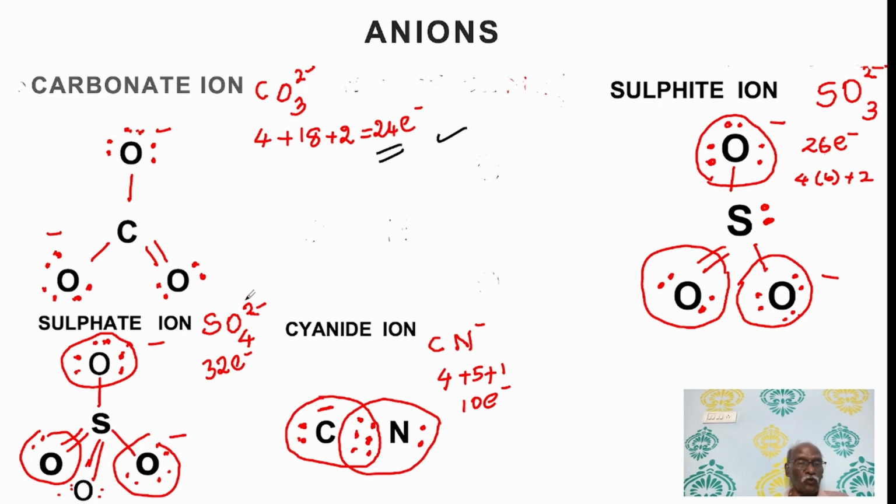Sulfate, SO4 2 minus. SO4 2 minus: 1, 2, 3, 4, 5, all are 6 electron species. 30, 6 into 5, 30 plus 2 for the minus charge of 2, 32 electrons. It has 32 electrons. 2 oxygen atoms single bonded, 2 oxygen atoms double bonded. Double bonded here, 2 lone pairs; here 3 lone pairs.